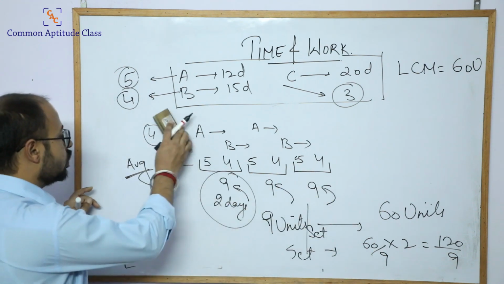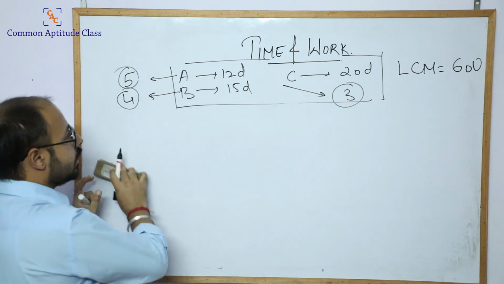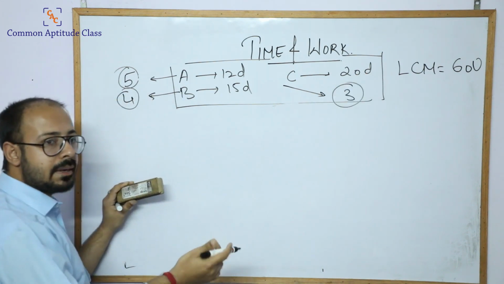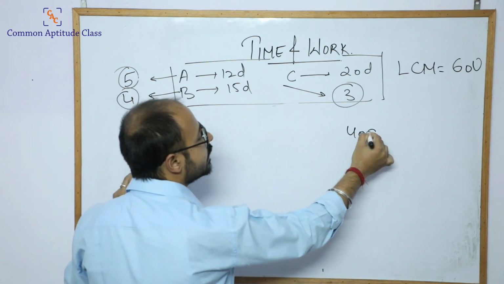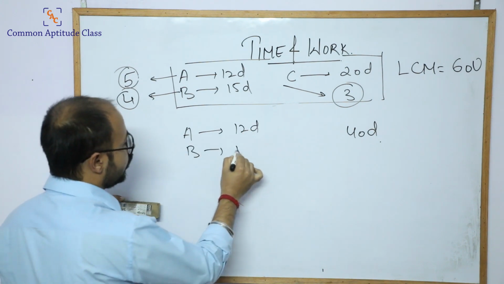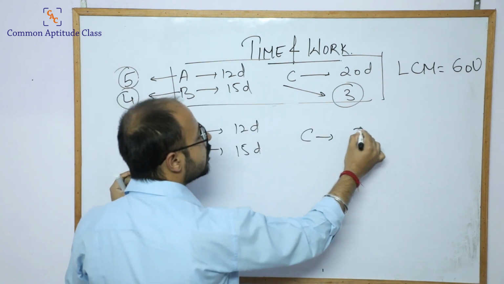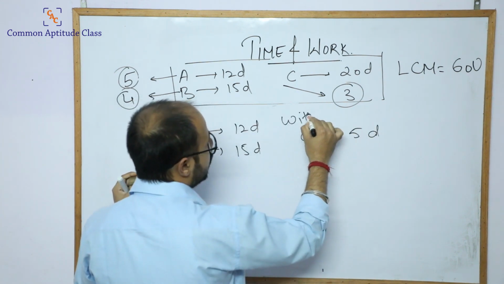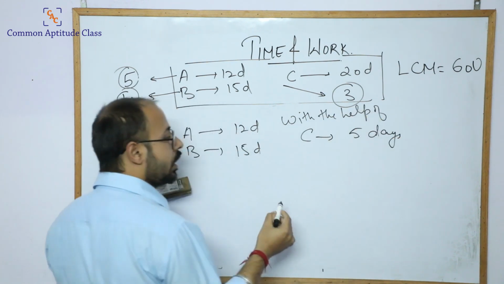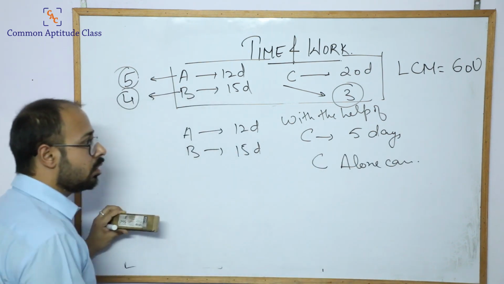Now another simple one goes like this: in the same example, if we don't have this value, and they simply said they have completed the work in 40 days. A can complete the work in 12 days. B can complete the work in 15 days. Now with the help of C, they completed the work in 5 days. So in how many days can C alone do the work? So how can we solve?